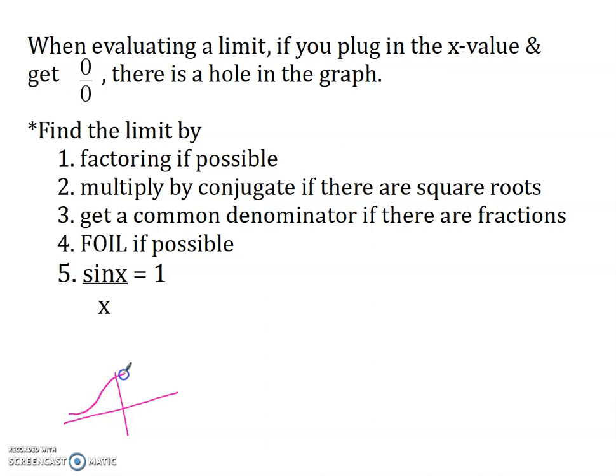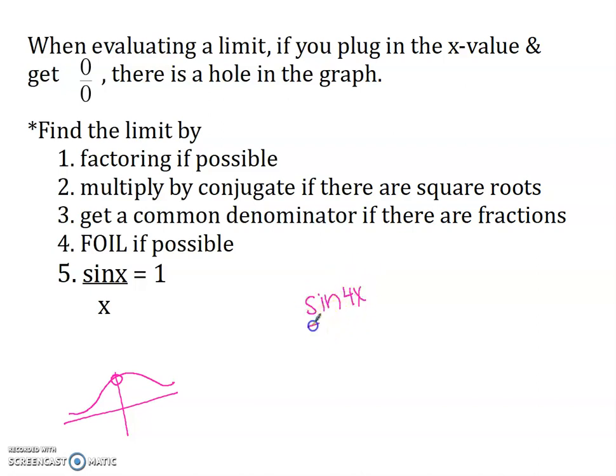you're going to see it looks something like this, but there's an open circle here. From the right and from the left, they both approach 1. But it's just undefined for this brief second at 0, because that would give us 0 over 0. So anytime you see sine of x over x, that limit will always be 1. And it works for any multiple of x.